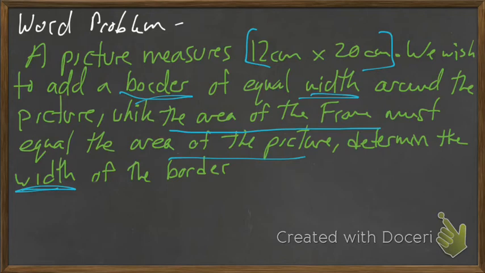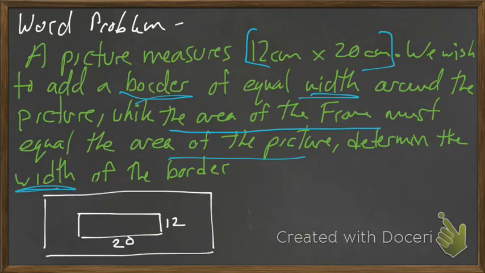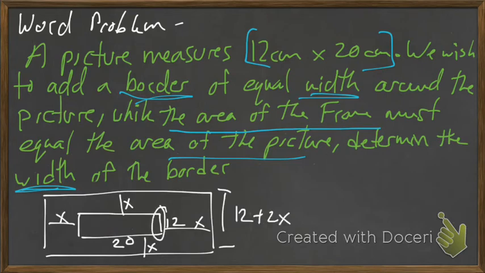Let's start with drawing. It's not to scale, but that's okay. 12, 20. We want to put a border around it, and the border has equal width all around it, okay? So we can call this x, because we know all of these are going to be the same. So this distance here would be 12 plus 2x, because we know that's 12, and we know this is x and this is 2x. Okay? And the distance along the side, it's going to be 20 plus 2x.